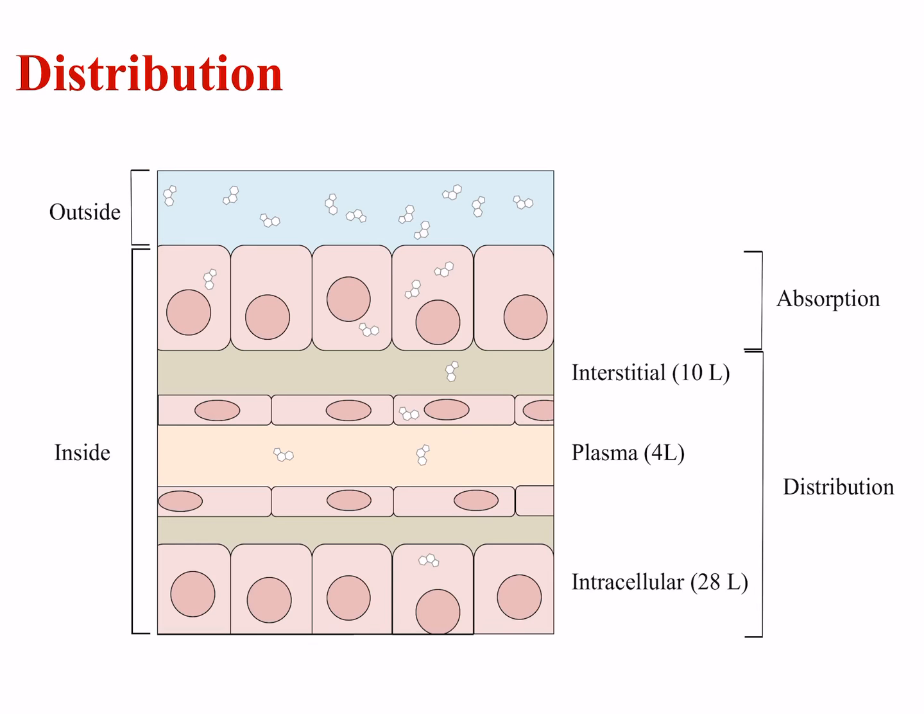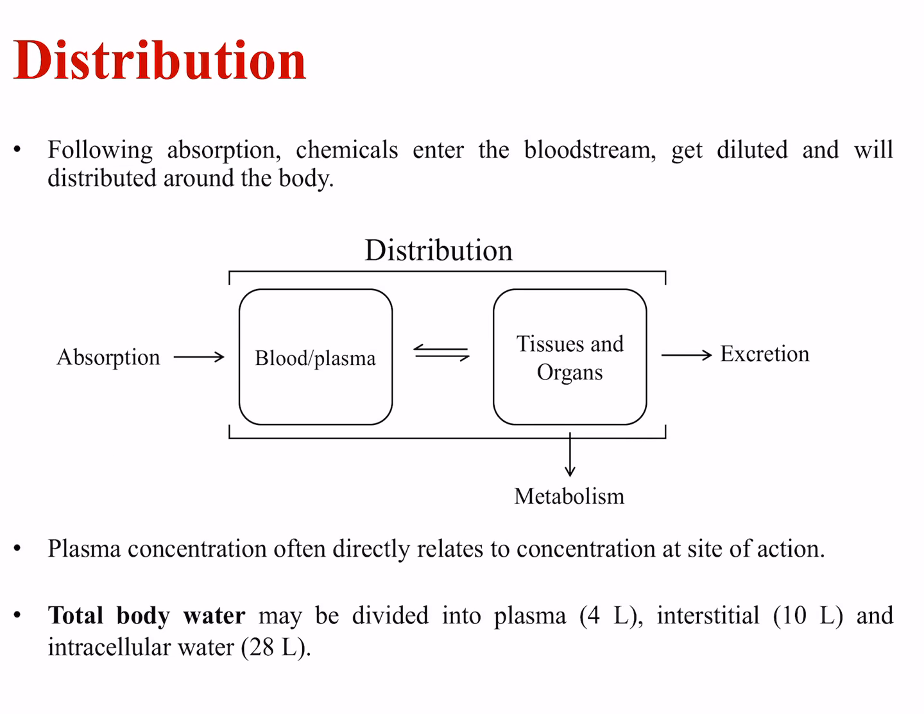When we think about the distribution of a toxicant, we need to consider all of these compartments in order to discuss its toxicity and target organs. If we consider an individual chemical for a moment, following absorption, chemicals enter the bloodstream. They get diluted and will be distributed around the body. It can be metabolized and then get eliminated by excretion. This is illustrated in the flow chart in the slide. The extent and the duration of these processes will vary from chemical to chemical.